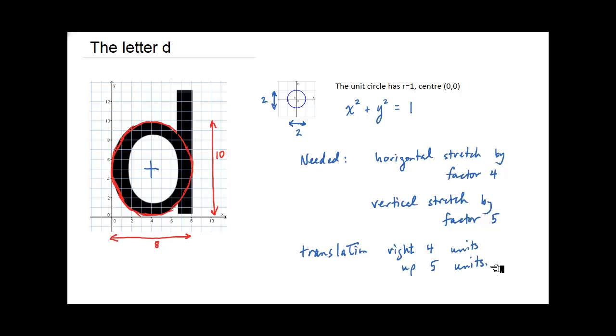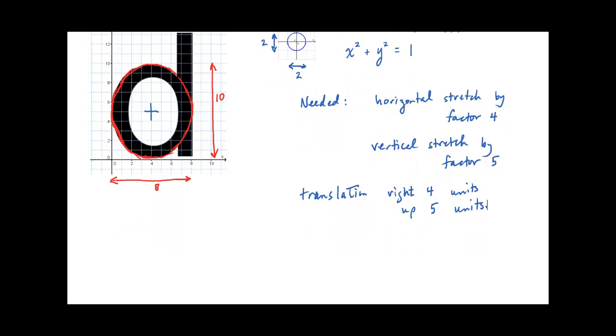Okay, so do we know how to do that? We sure do. We have the way of figuring out the translation rule. And the translation rule for that would be horizontal stretch, factor 4, so 4 times x, and then right 4, so that means add 4. And we need a vertical stretch by factor 5, so that's going to be 5y, and then up 5 means add 5. Okay, so that's the translation rule that will change the blue curve into the red curve.